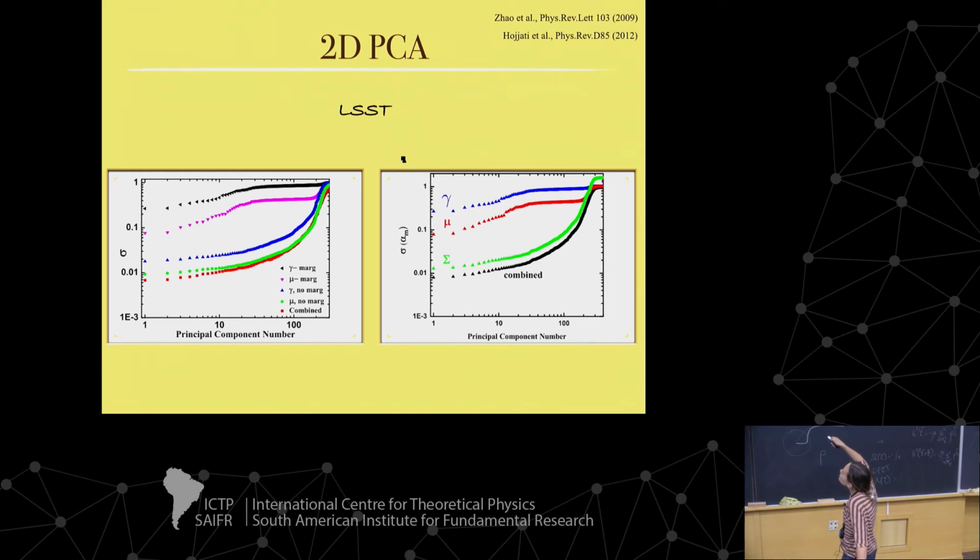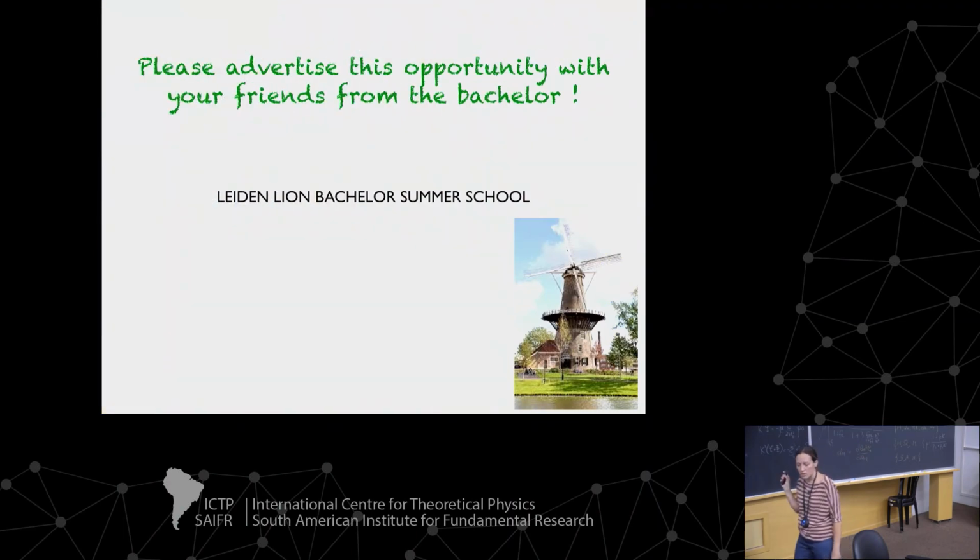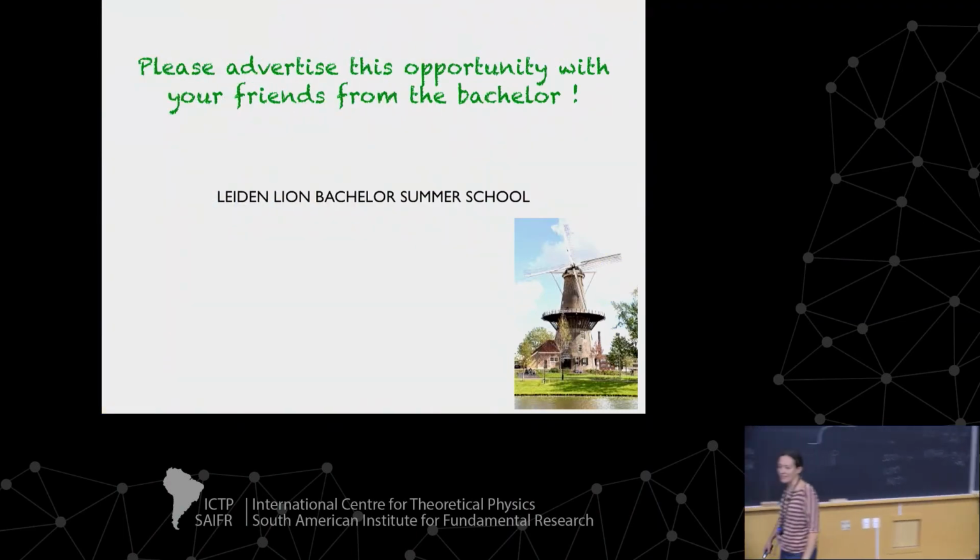Gamma will be the most poorly constrained by LSST, of course. Mu will do better, and a combination of them better still. And if you put sigma into the game, LSST will do much better on sigma than on gamma. This was just to show you something, but it's a lot.